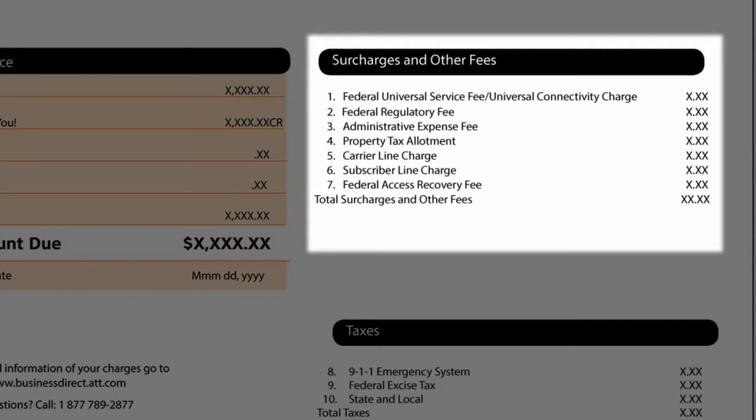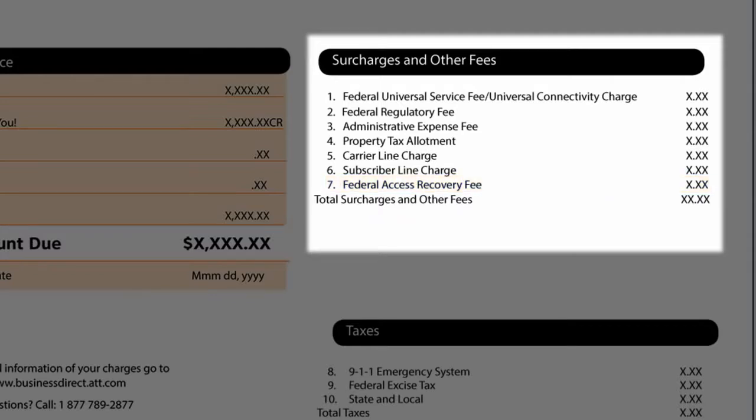There are also some flat-rate line charges, like the carrier line charge, that applies to interstate outbound switched voice lines associated with various services, and the subscriber line charge that applies to certain intrastate inbound and outbound lines. If you have local service combined with other managed services, you'll see a Federal Access Recovery Fee. This allows AT&T to recover the regulatory fees we pay to the local exchange carriers.